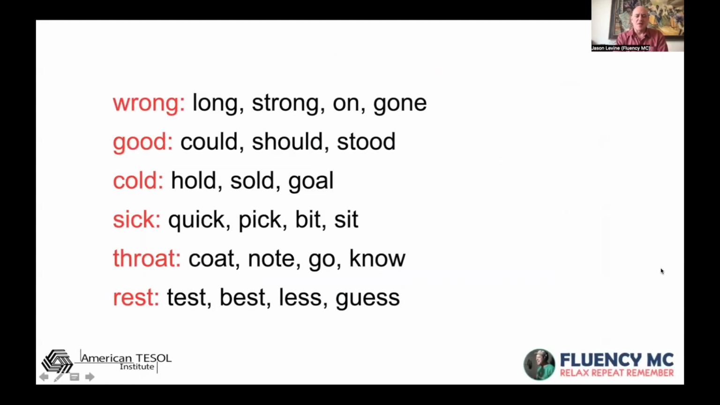So this is what I came up with when I prepared this activity. The words in red are words that were in that dialogue. You can just go back and see.